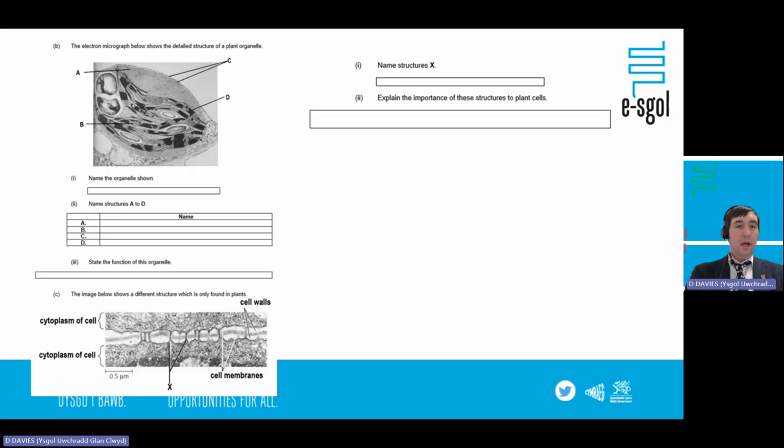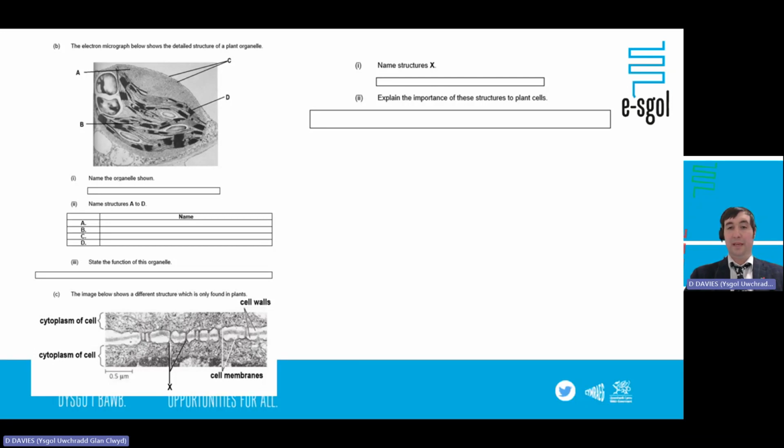Right, on to question C. The image below shows a different structure which is only found in plants. So I've got cytoplasm, cell membranes, cell walls. Good job. So I need to name what structure X is. Now remember, if you look at that and go, oh, sir hasn't told us anything about that, I've no idea what that is, you've been told all of them. Have a best guess.